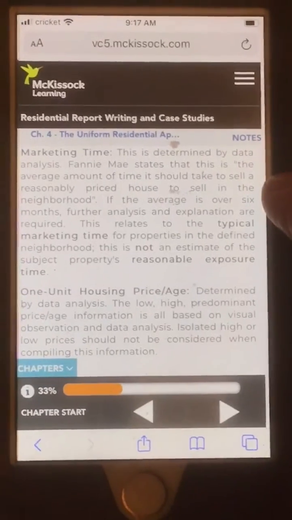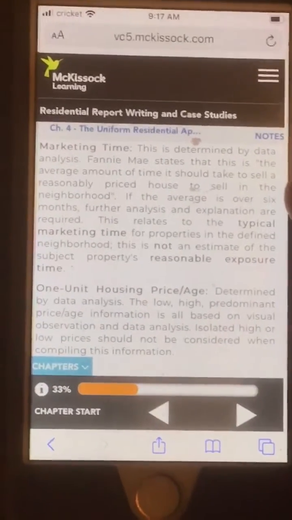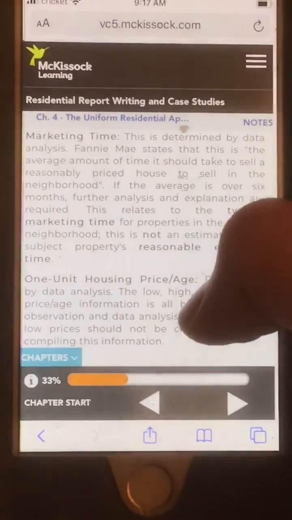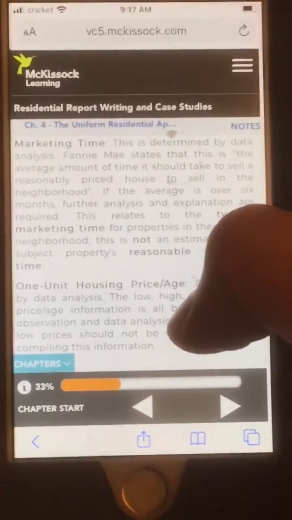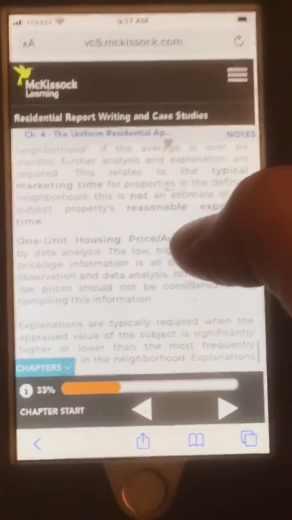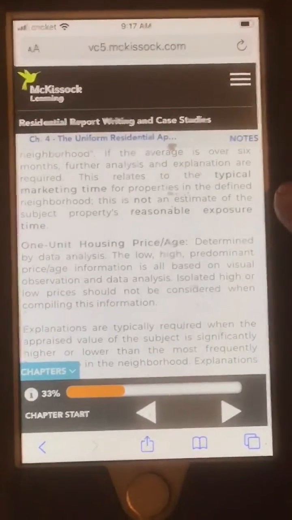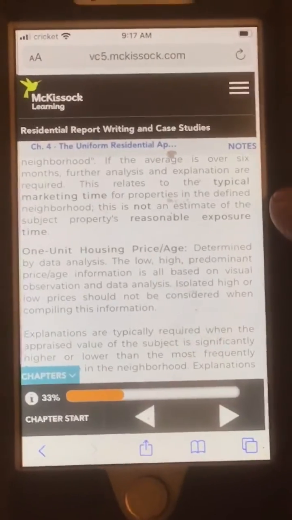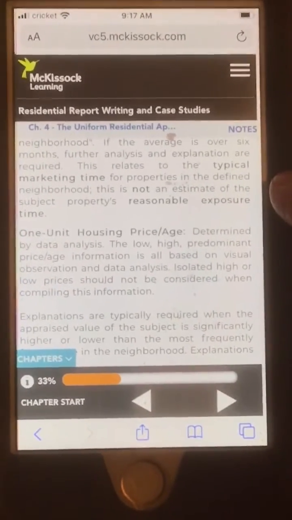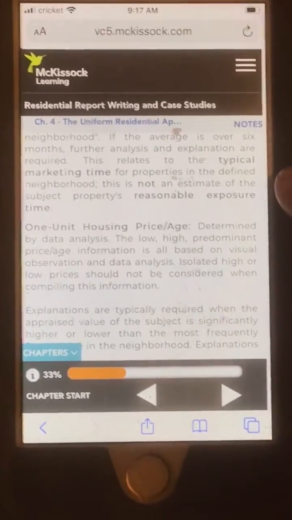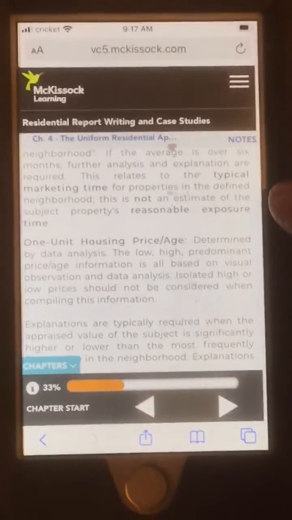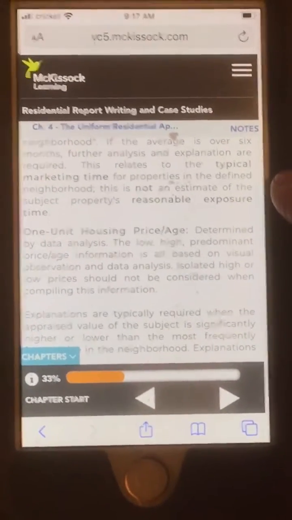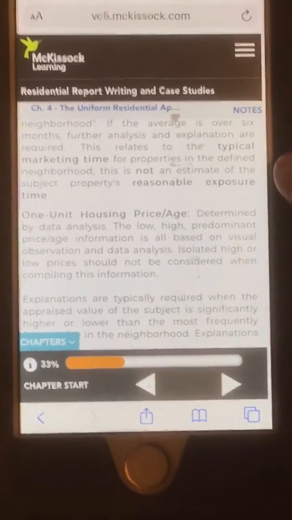Marketing time. This is determined by data analysis. Fannie Mae states that this is the average amount of time it should take to sell a reasonably priced house in the neighborhood. If the average is over 6 months, further analysis and explanation are required. This relates to the typical marketing time for properties in the defined neighborhood. This is not an estimate of the subject property's reasonable exposure time.